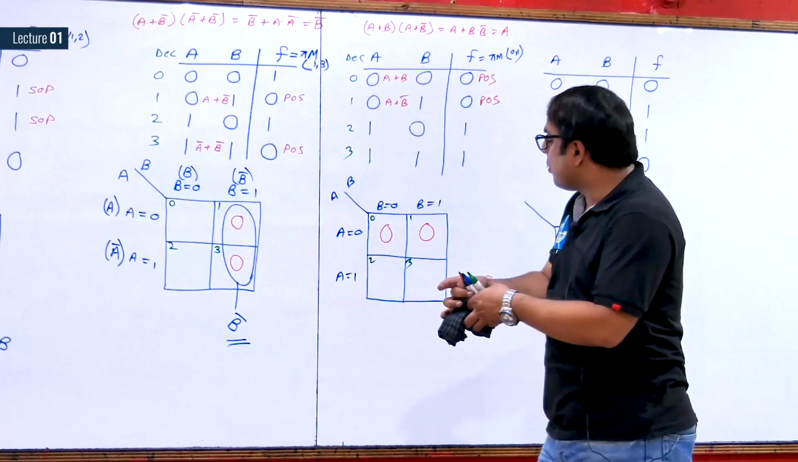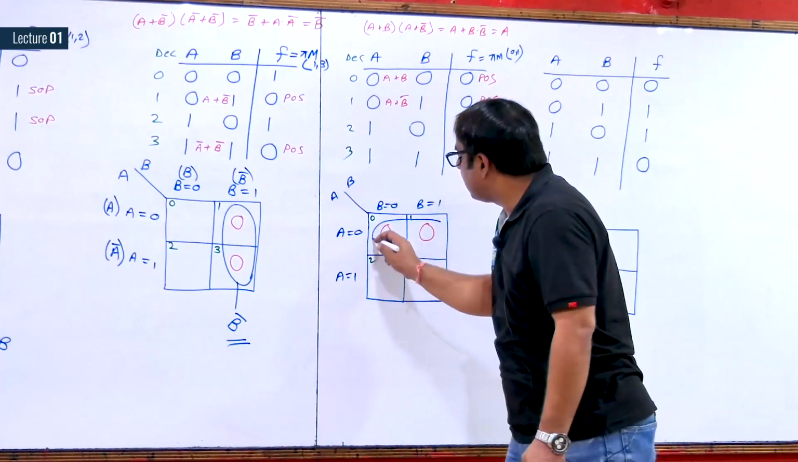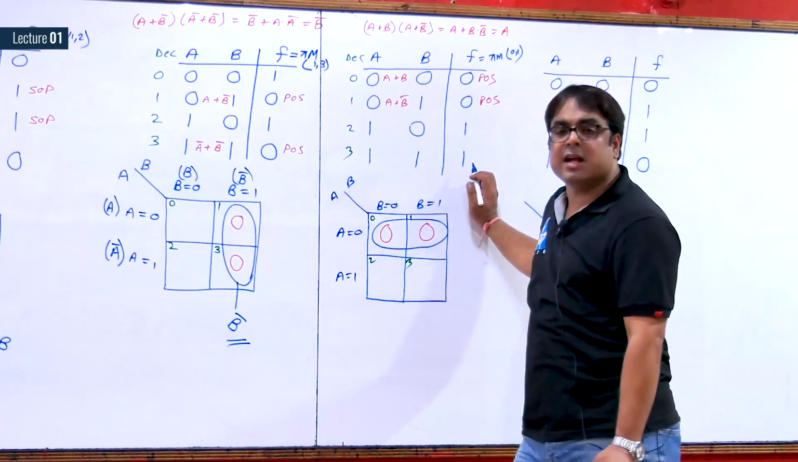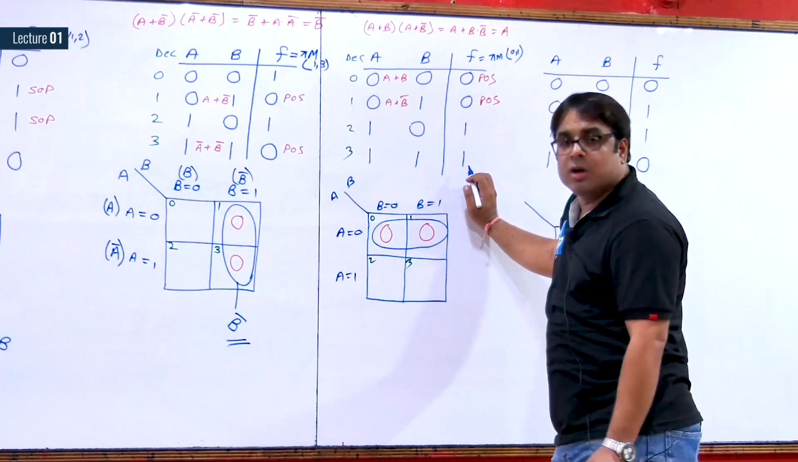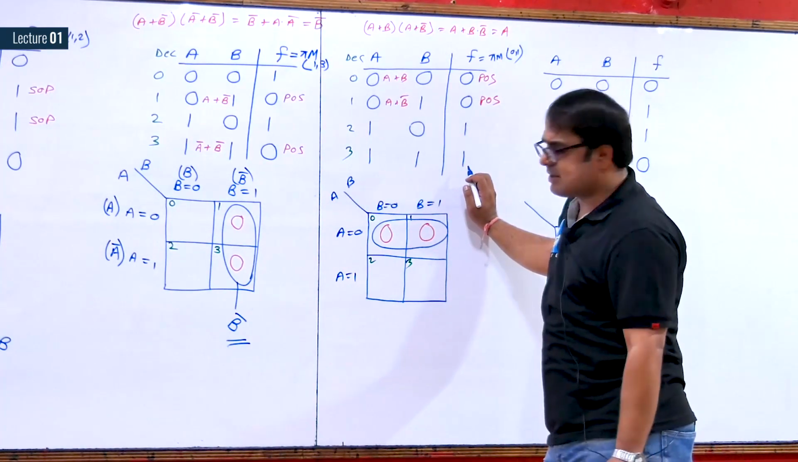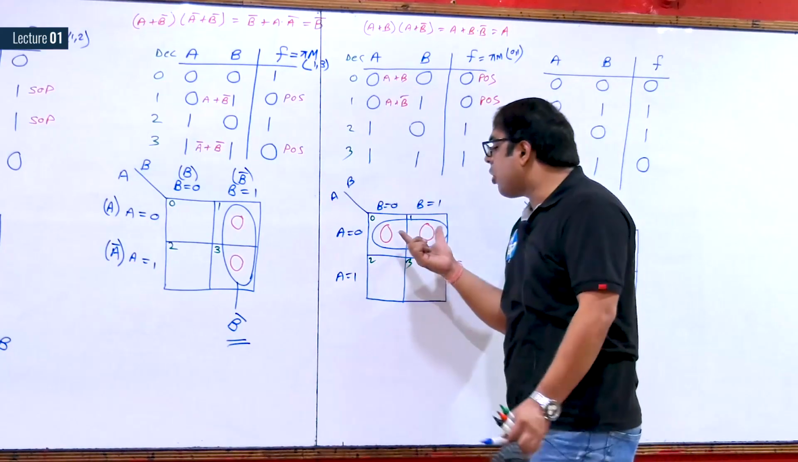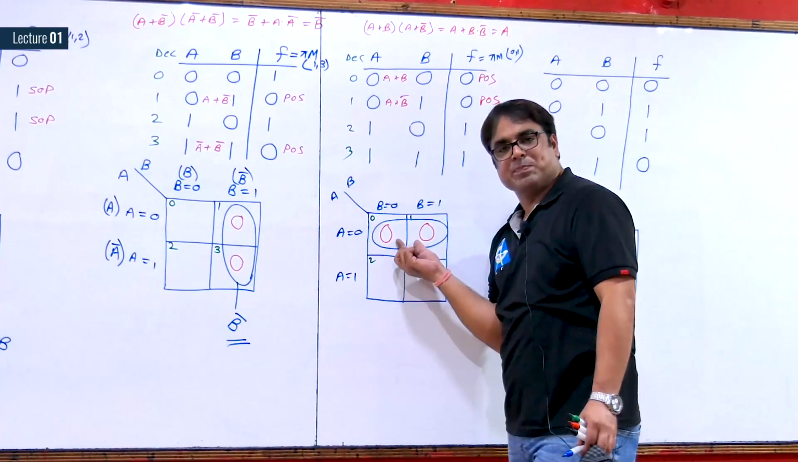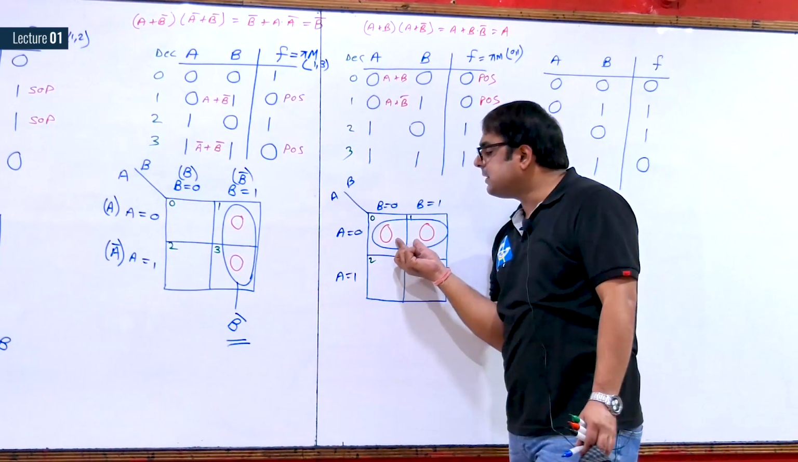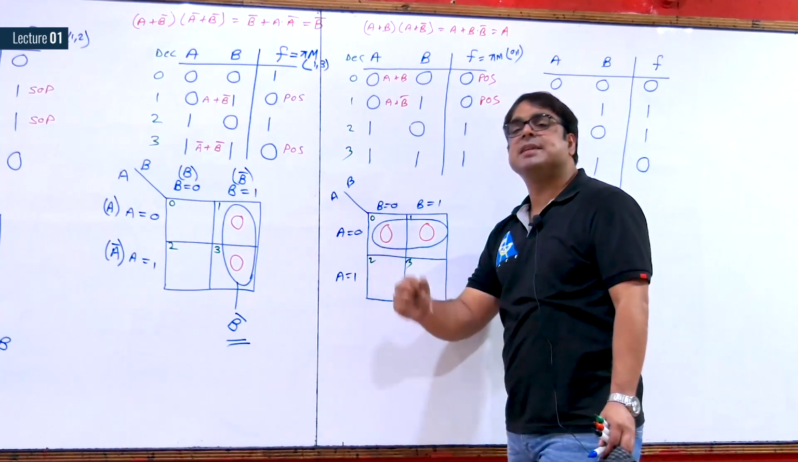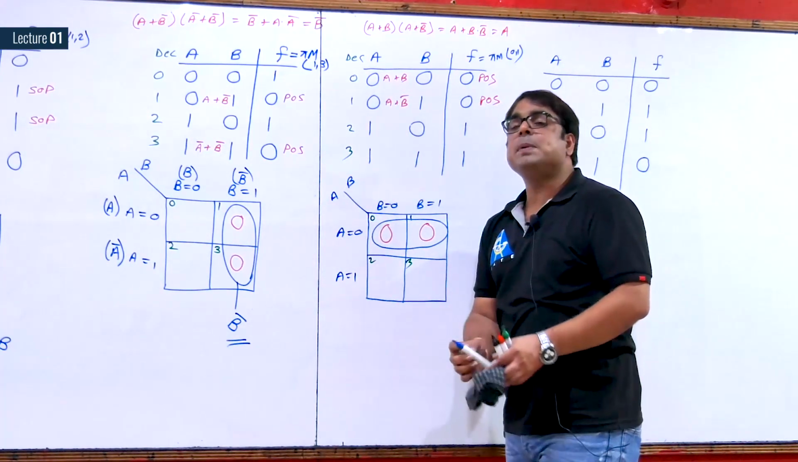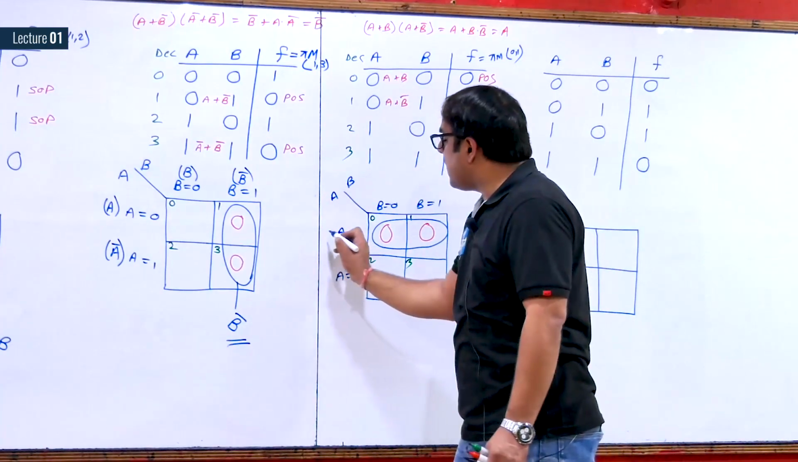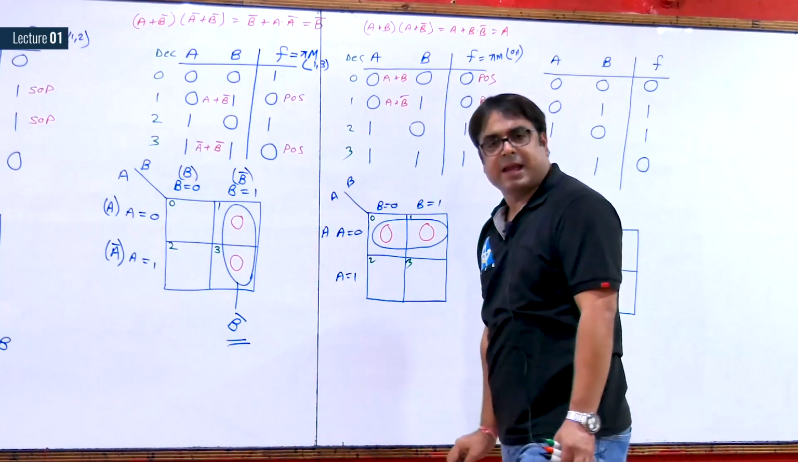Okay. Now, what is happening? You have to make a group. Either you can go for a vertical group or a horizontal group. Diagonal is not possible, we have already discussed. Now, what is common for this entire group? A is equal to 0 is common in the entire group. In POS, A is equal to 0 is represented as A.